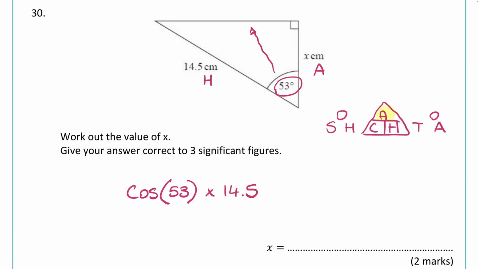We can type that in, cos 53 times 14.5, and that comes out as 8.72631. I'm not going to write them all down because it did only want it to 3 significant figures, so we chop it after the 2 there, and that would be 8.7, and the 2 rounds up to a 3. And there we go, there is 3 significant figures, not forgetting with significant figures, that is different to decimal places. The first significant figure is the 8, then the 7, and then the 2. So in this case, 3 significant figures is the same as 2 decimal places.